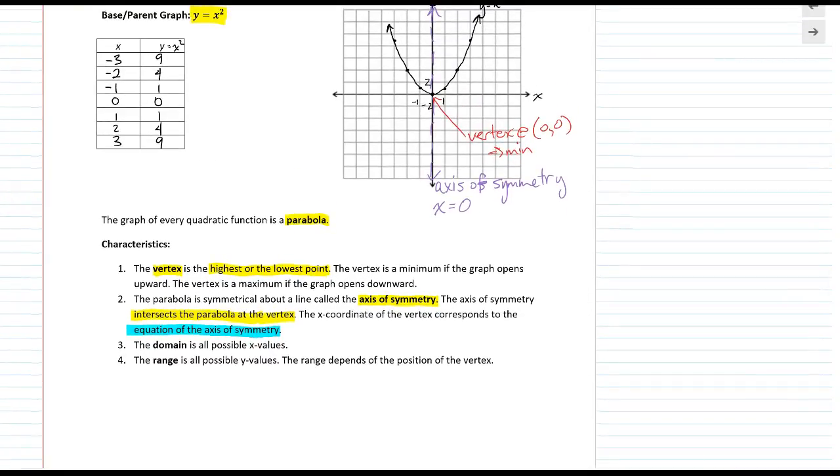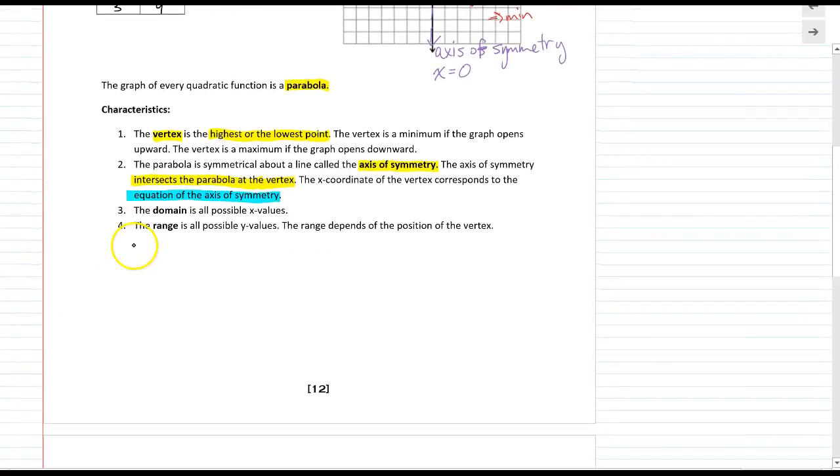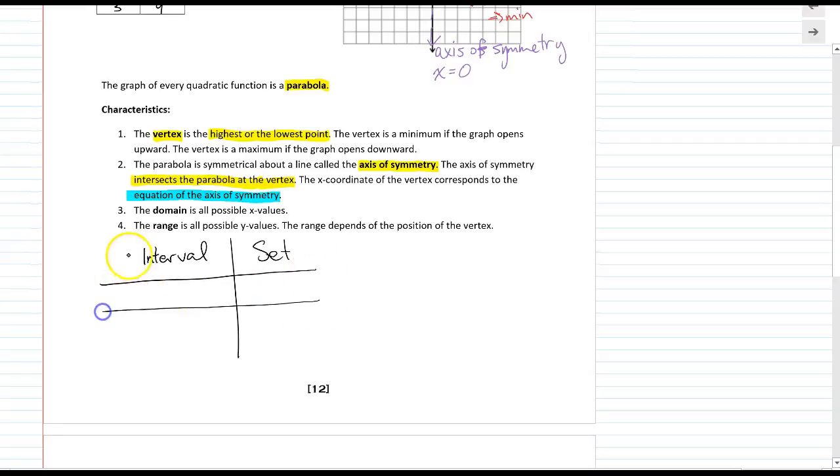The domain is all the possible x values. So is there any reason why I could not put a number in for x in this case? No. There's no dividing by zeros that I have to account for or anything along those lines. So my domain for all these regular parabolas is going to be all real numbers. So we've got two ways of writing that. I'm going to scroll down. Option 1 is to write it in interval notation. Option 2 is to write it in set notation. So I'm going to write it in both. I'm going to do this for domain and range.